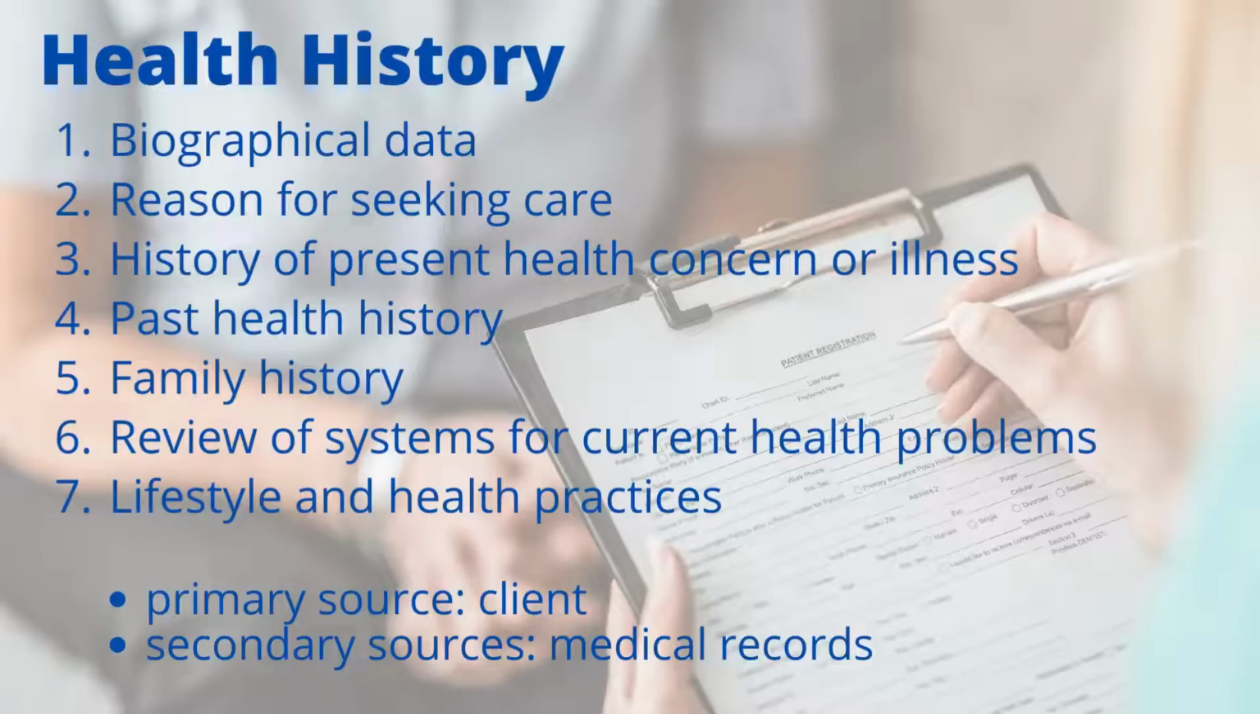So, what are included in the health history? So, we have biographical data, the reason for seeking care, history of present health concern or illness, past health history, family history, review of systems for current health problems, and then the lifestyle and health practices. So, our primary source for this is our client. Okay, so we can use secondary sources like checking and also reading the past medical records of our clients.